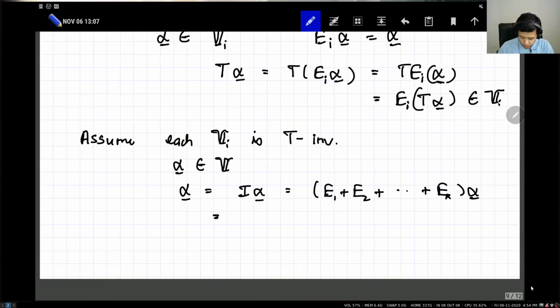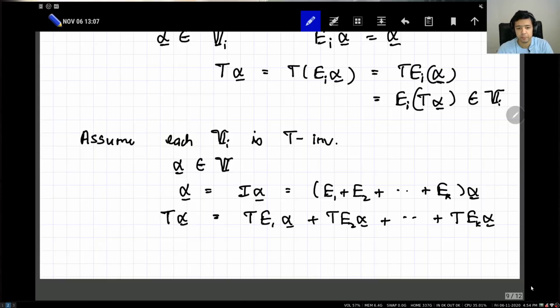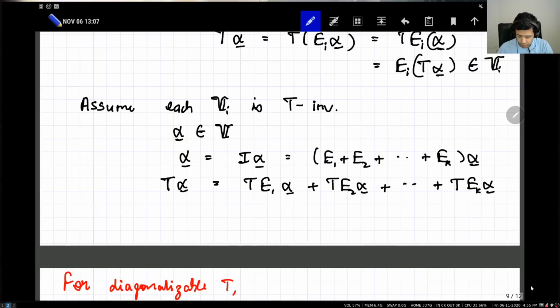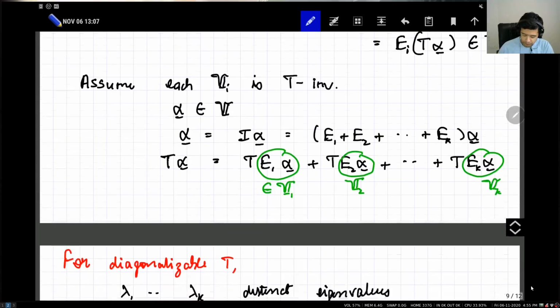Now if I look at T times alpha, this is TE1 alpha plus TE2 alpha and so on, TEK alpha. This holds for any arbitrary alpha in the vector space. But what do we know? We know that each of the subspaces is T invariant, and in particular, E1 alpha is in V1, E2 alpha is in V2, and EK alpha is in Vk.